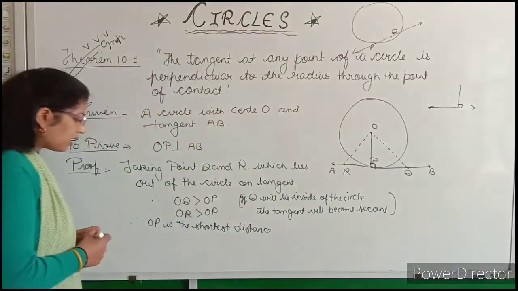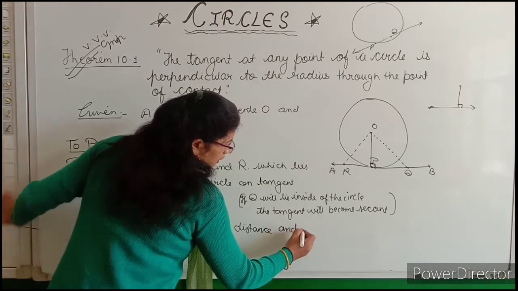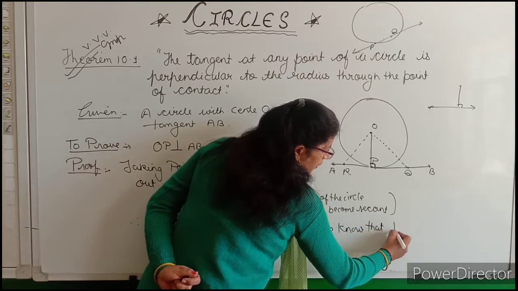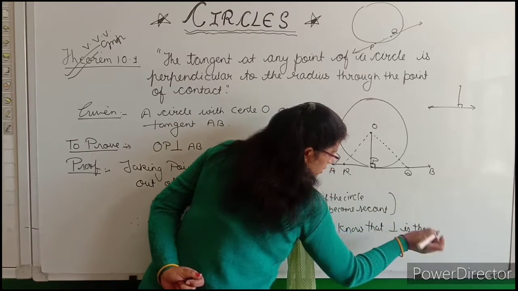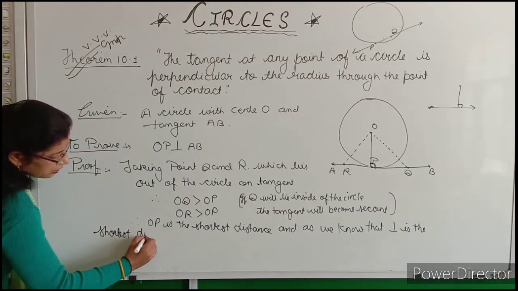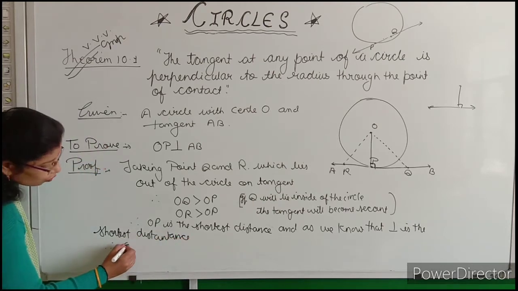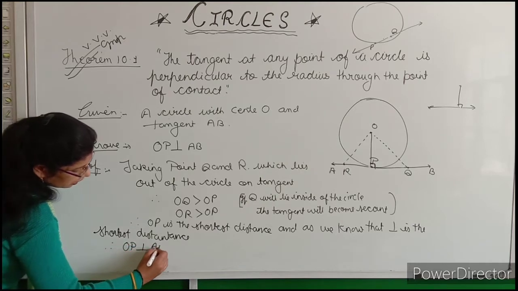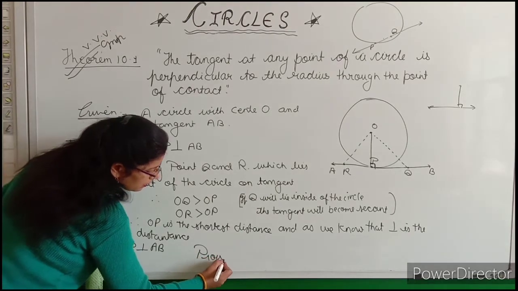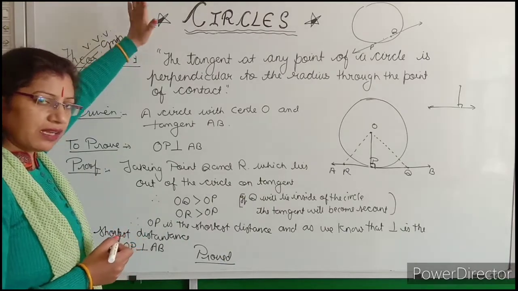Okay, so I am writing OP is the shortest distance, and as we know that perpendicular is the shortest distance. So therefore OP is perpendicular to AB. इसलिए OP AB के perpendicular होगा. This is proved. इतनी ही theorem है and this is very important theorem.